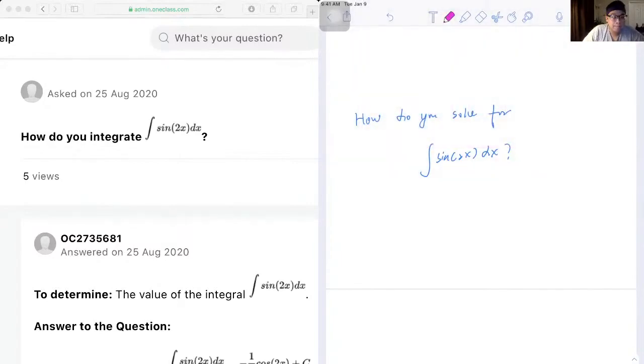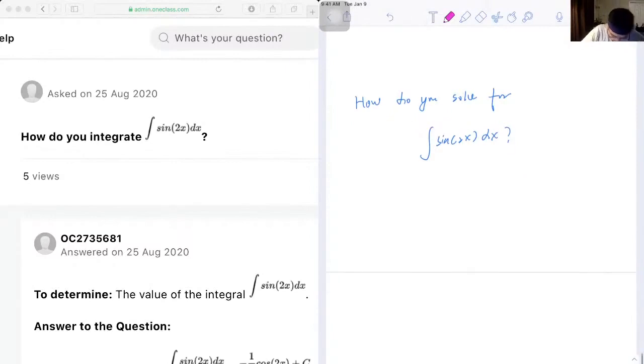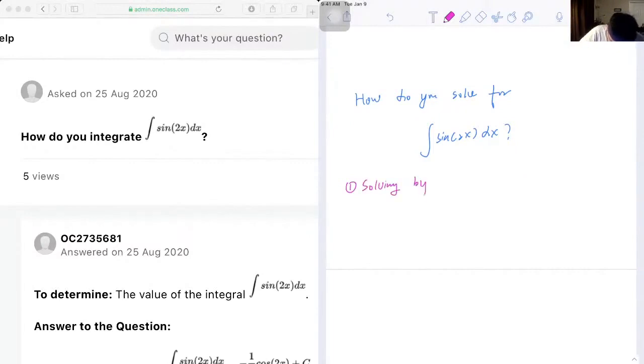So in order to evaluate this given function, we'll need to implement integration by using substitution. Okay. So, solving by substitution. Okay, so we will use the letter u to substitute whatever is in the bracket, which is the 2x part. All right, so let's write that down.